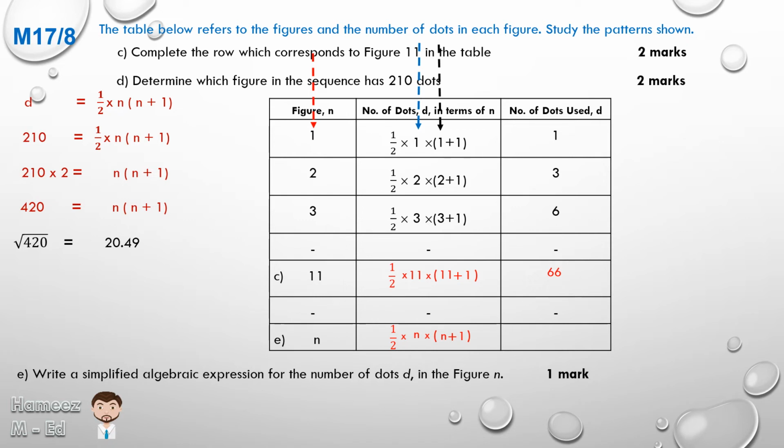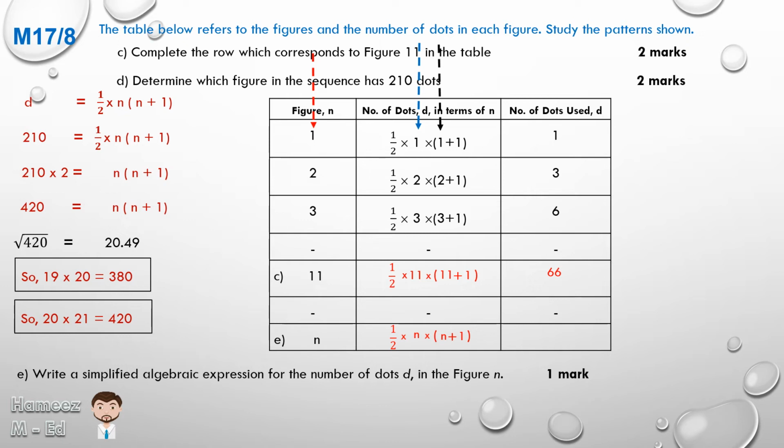So let's try it. Since the answer we got for the square root of 420 is 20.49, let's try 19 and 20. So 19 times 20 is equal to 380. So that didn't give us it, but we're close to 420. So let's go up a little more. So let's write 20 times 21. Remember, its consecutive numbers is N times N plus 1. 20 times 20 plus 1 is 420. So we've gotten our solution. What does that tell us? That N is 20, meaning that the 20th figure will give us 210 dots.